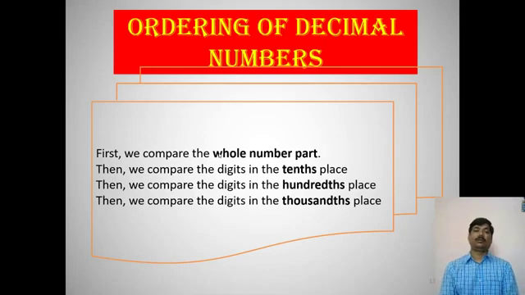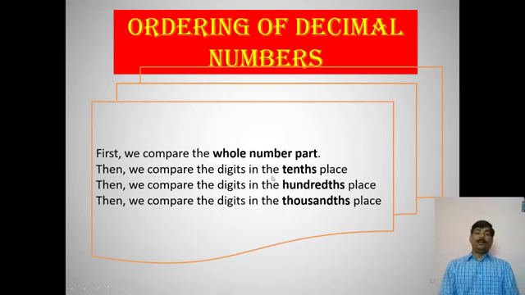Ordering of decimal numbers. Now we are going to compare the decimal numbers. To compare the decimal numbers, we have to keep in mind: first we compare the whole number part. Then we compare the digit in the tenths place. If not able to compare, then we'll compare the digits in the hundredths place. If we're not able to compare, then we'll compare the digits in the thousandths place.